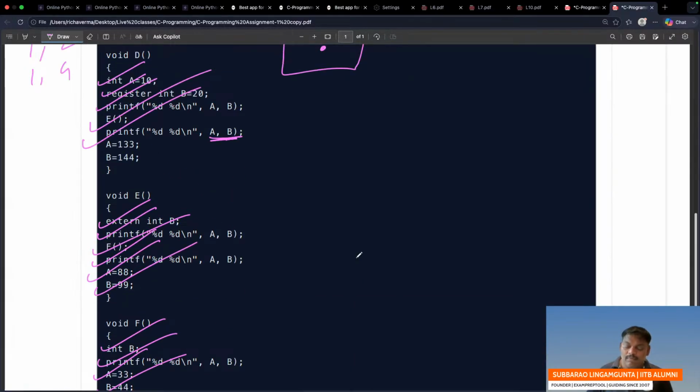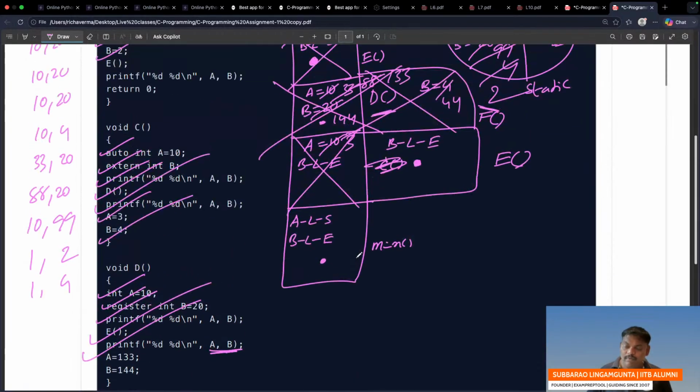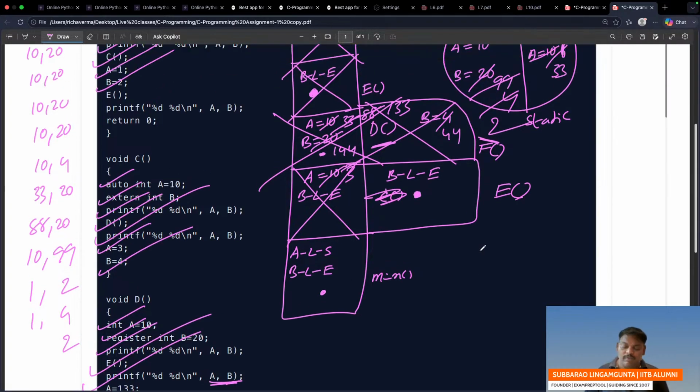In the E, F purpose you came, now printf. In the E function, you have to print. Be careful. Here, print A B. B is a local but external variable, means it is a global variable. So whatever is there, print. What about A? Not there. So previous. Previous means main function local variable 33.